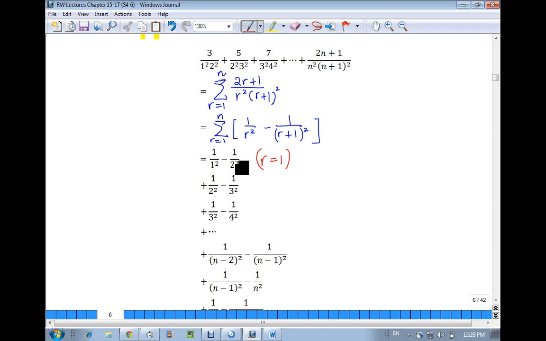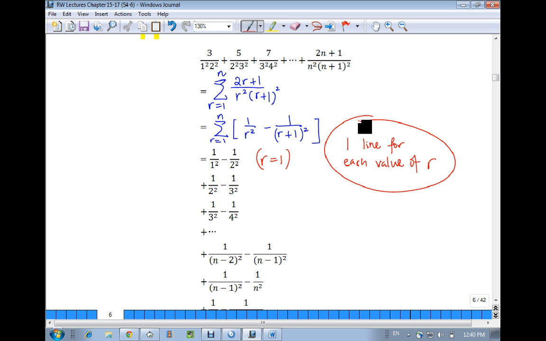In the next line, so please don't write everything in one line. Write one line per value of r. For each value of r, write a new line. I repeat one more time: for each value of r, write a new line. Maybe I write it down, maybe it's easier. One line for each value of r, like that.